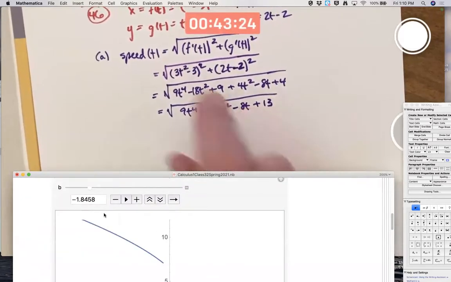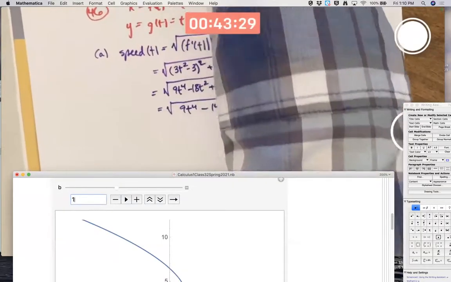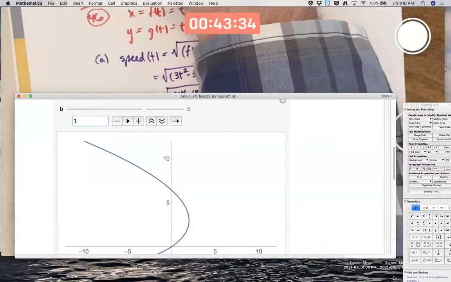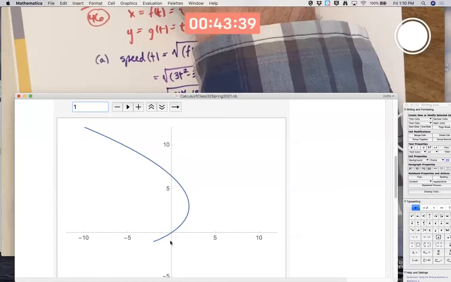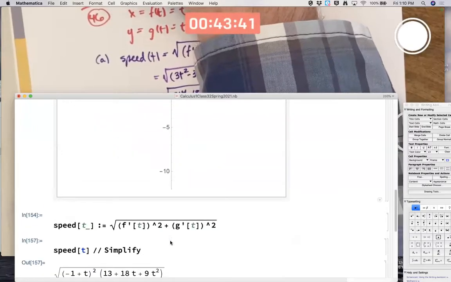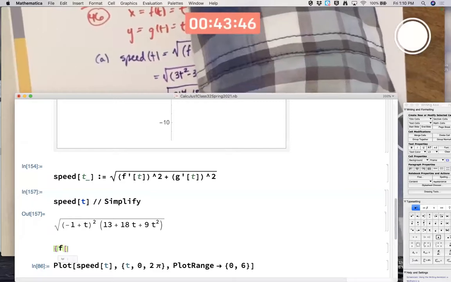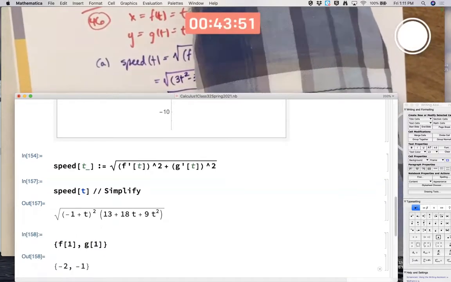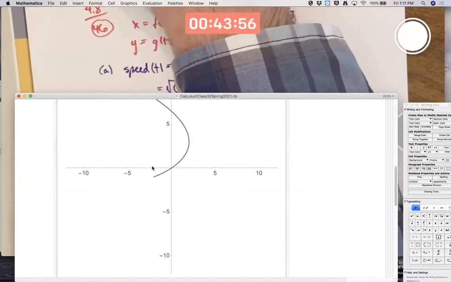Let's see if it happens at b equals 1. Let me go ahead and enter a 1 here. Yeah, it is at the spot where it turns around. x is -2, y is -1. We could also confirm that by plugging 1 into f and g. We should get -2, 1. Yep, or -2, -1, excuse me. x is -2, y is -1 at this point right there.